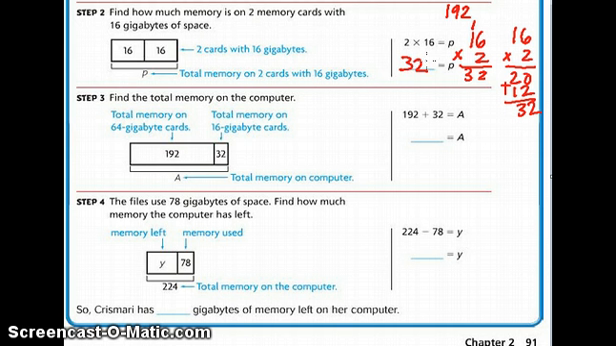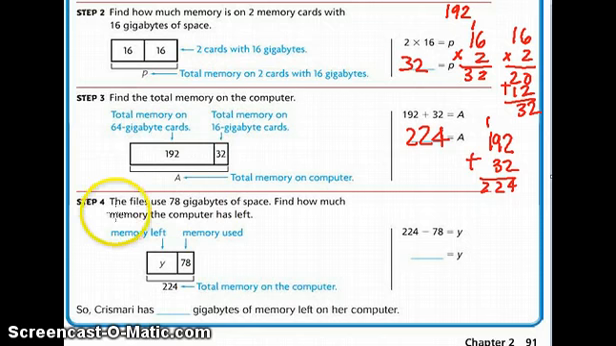Now, we have to find the total memory on the computer. We've got 192 from her 64 gigabyte cards and 32 from the 16 gigabyte cards. So we add these two together. 192 plus 32: 4, 12, and 2. 224 equals A. A is the total memory on our computer. Again, no reason for A, it's just what it is.